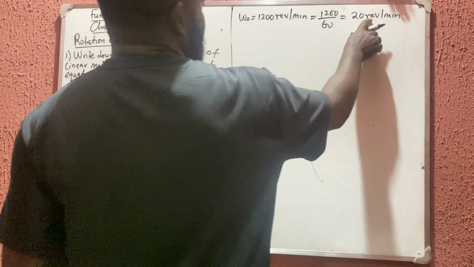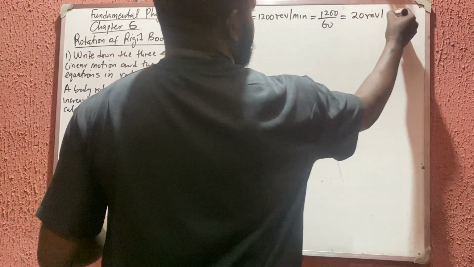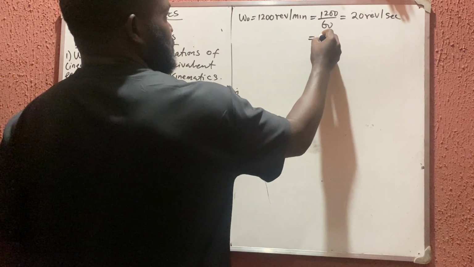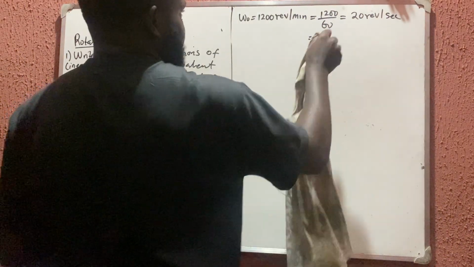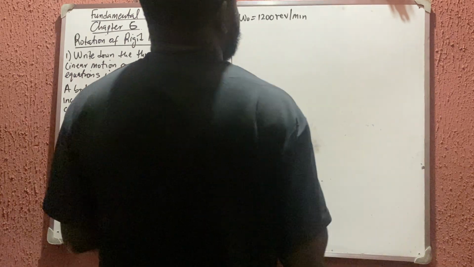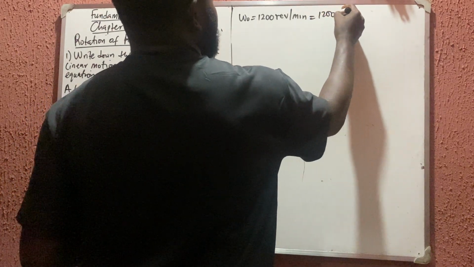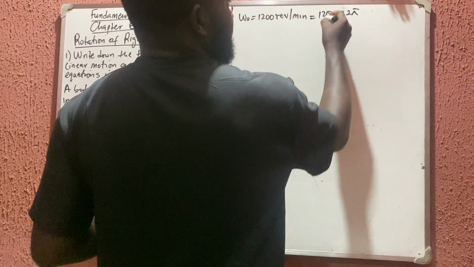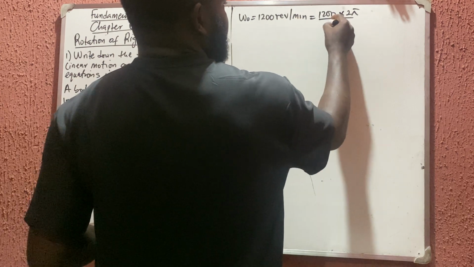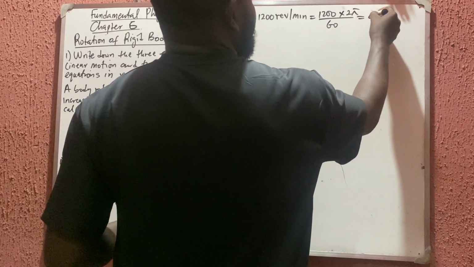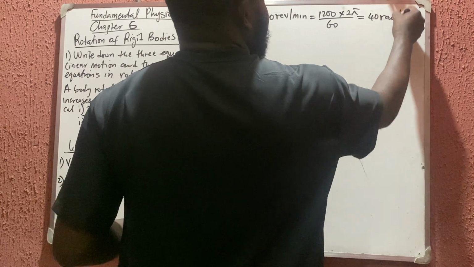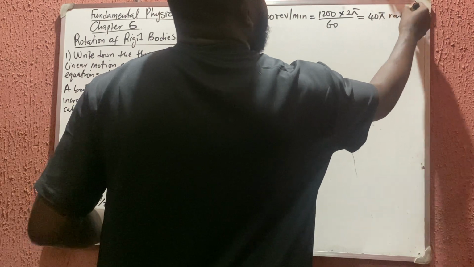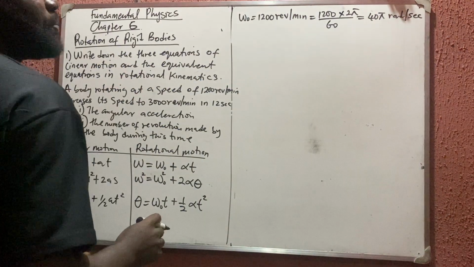Changing revolution, one complete revolution is 2 pi. In fact, let me change it directly. This is equal to 1200, times 2 pi for one complete revolution, divided by 60 for changing minute to second. So this is 40 pi rad per second. Okay, 40 pi rad per sec.